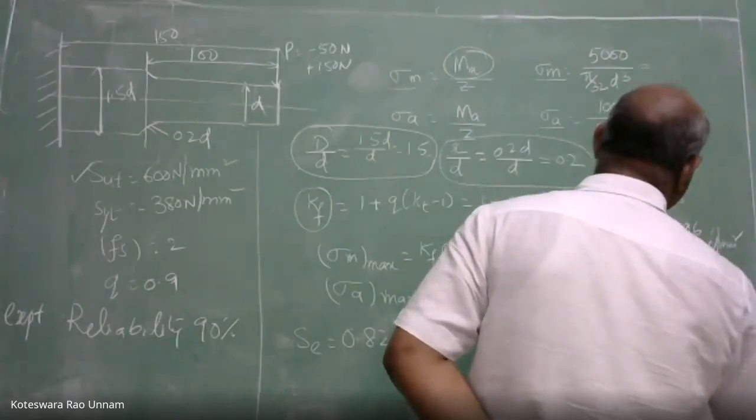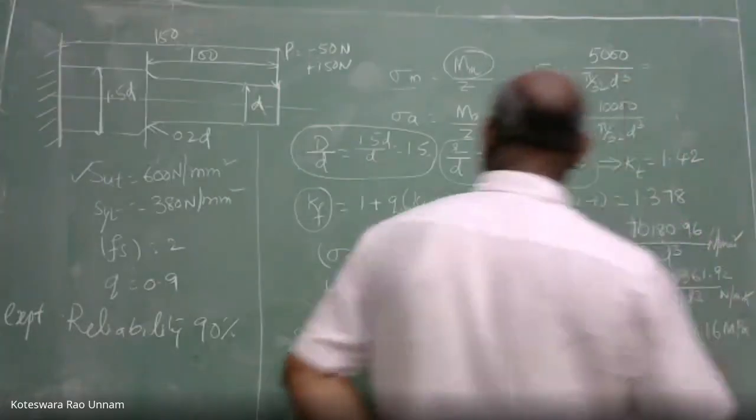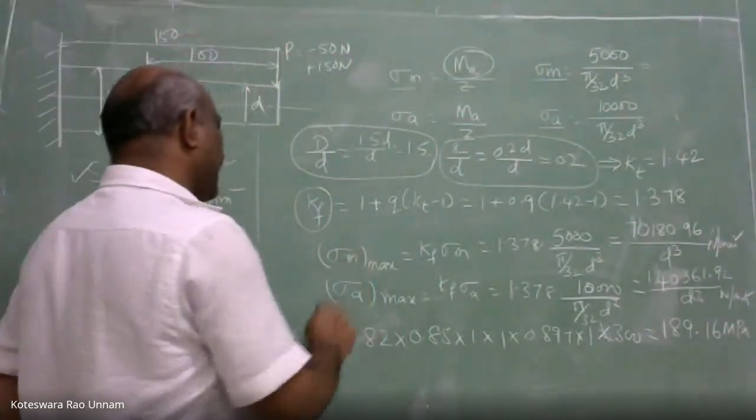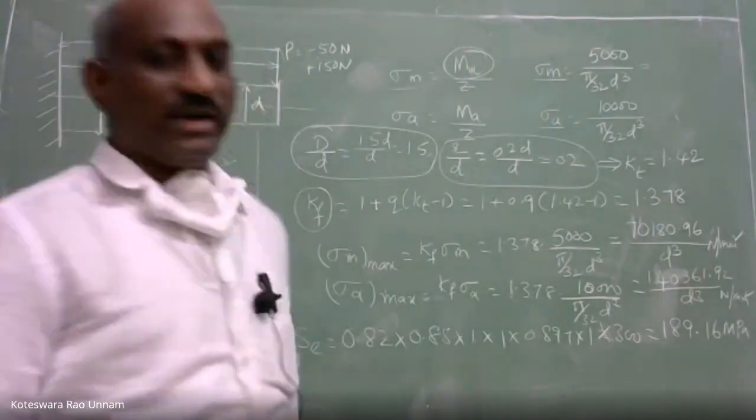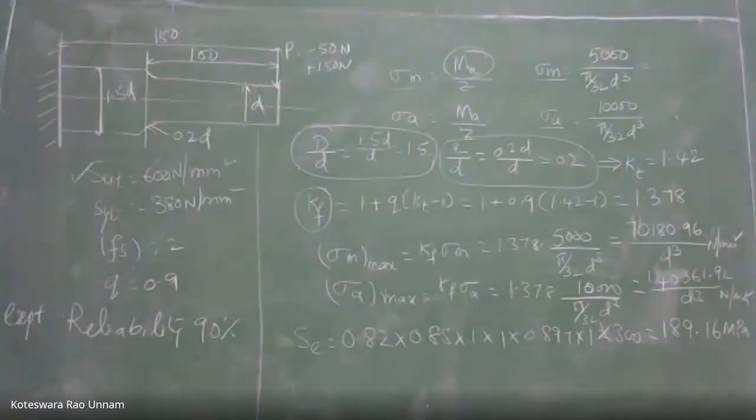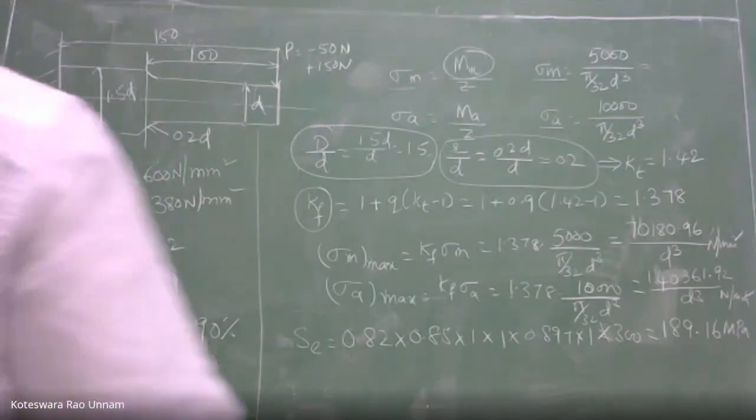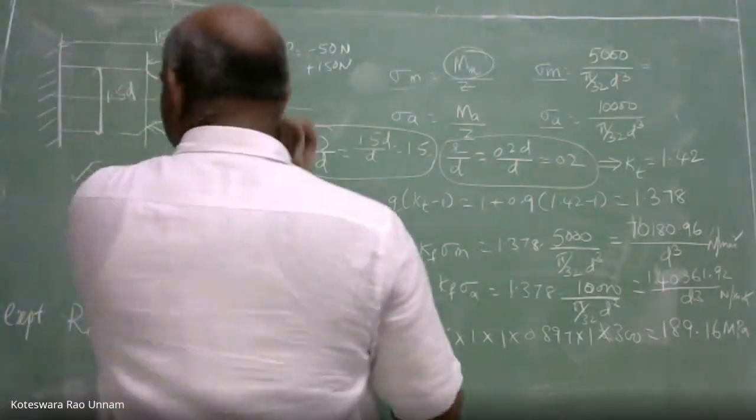361.92 divided by d cube, Newton per mm square. So now we know sigma m max and sigma A max, but they are in terms of unknown diameter d. So now we'll use those two equations for the failure. So what are those two equations?